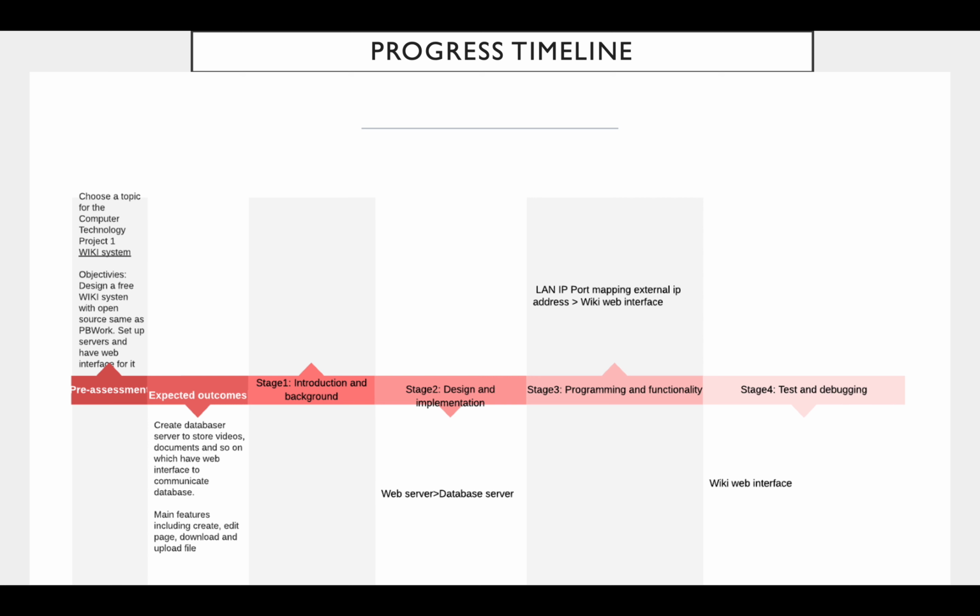The main features include creating and editing pages, and downloading and uploading files. Stage one in my progress video is the introduction and background, and stage two is design and application, where I designed the web server first and then the database server. Stage three is programming and functionality, which covers LAN IP port mapping and external IP address, so that different default gateways can access it.